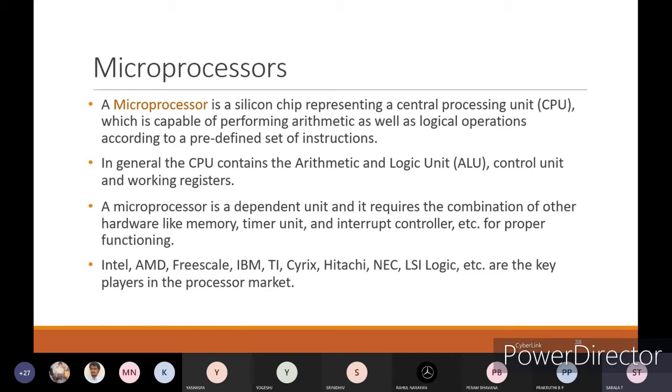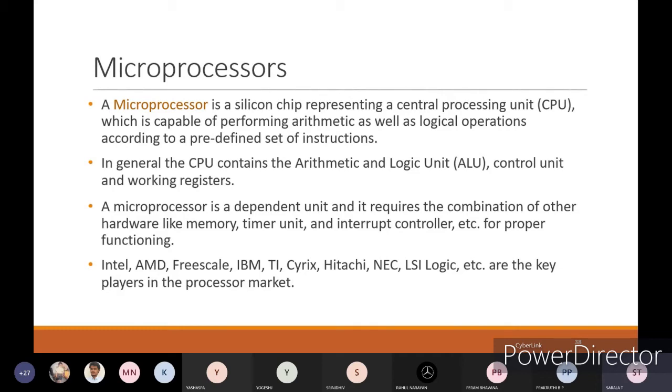A microprocessor is a dependent unit and it requires a combination of other hardware like memory, timer unit and interrupt controller, etc., for proper functioning. In a microprocessor you won't have a memory and timer unit or frequency generators or timers, interrupt controllers. All those things won't be there. That's why you need external support like a memory unit, timer unit, interrupt controllers, and other devices will be added as peripherals for the microprocessor to get proper functioning done.